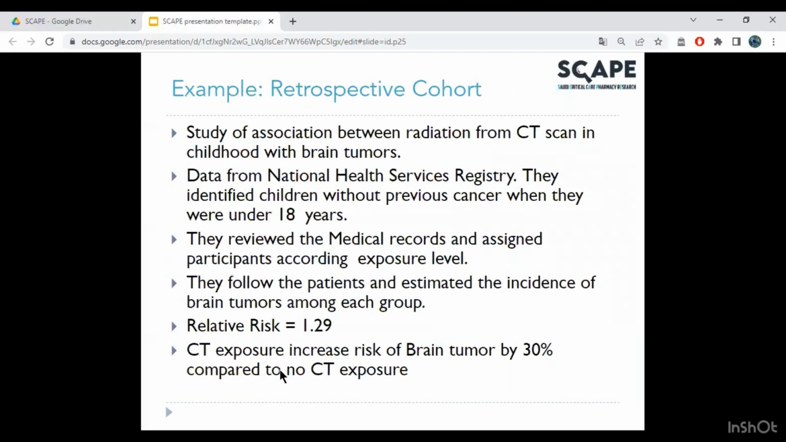Here is an example of a retrospective cohort. They studied the association between radiation from CT scans in childhood and brain tumors. The data were taken from the National Health Services Registry, and this is a very large registry.